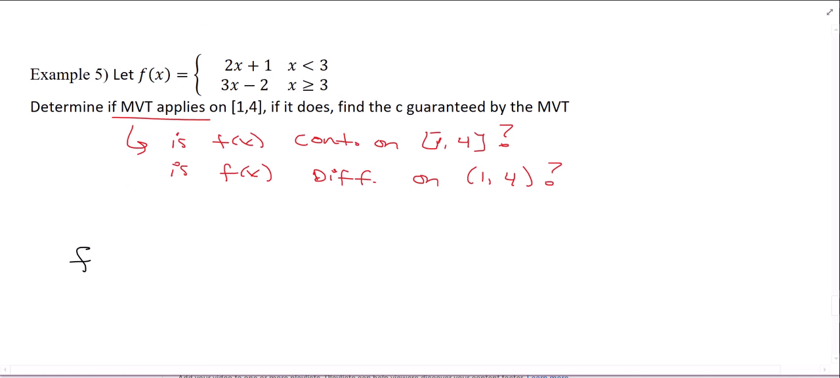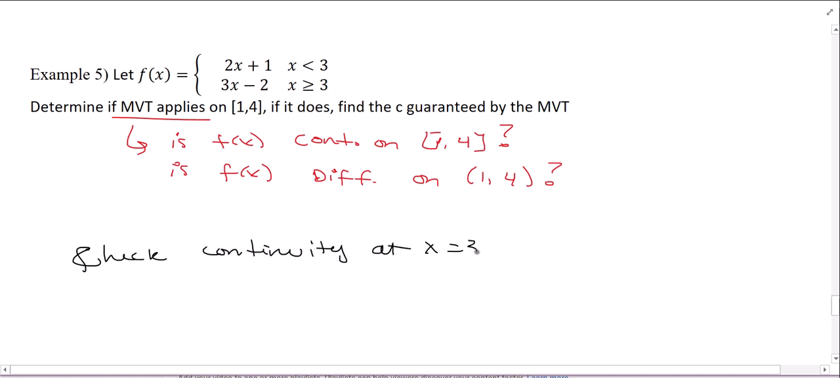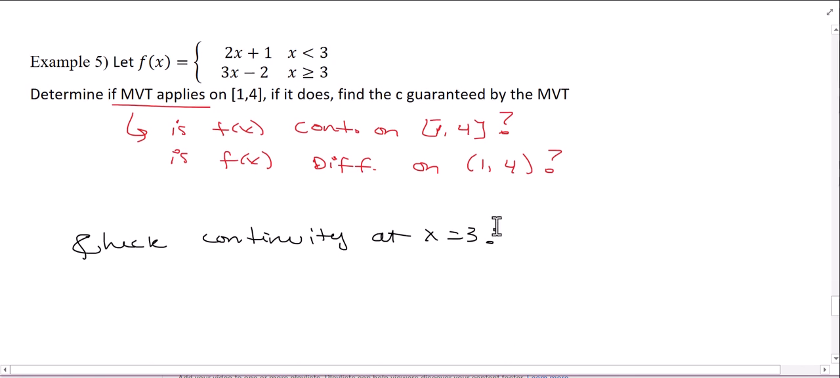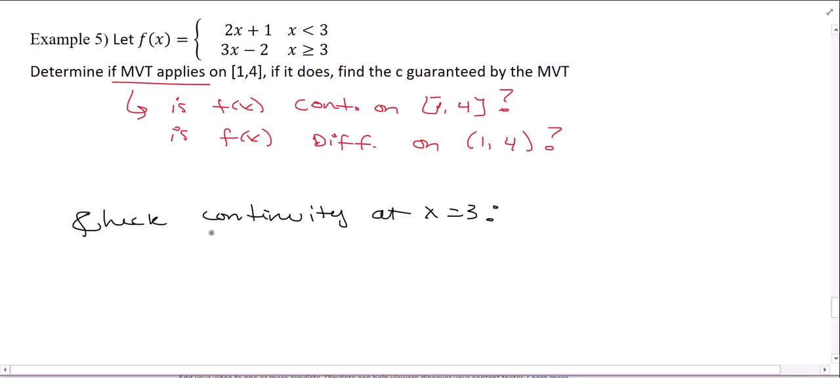So check continuity for x equals 3. Remember, the checklist for continuity has three conditions. One is that f of 3 exists. So does that exist? Let's see, f of 3, where are we allowed to plug 3 in?